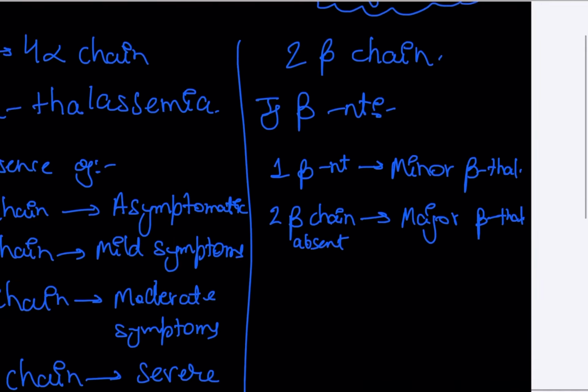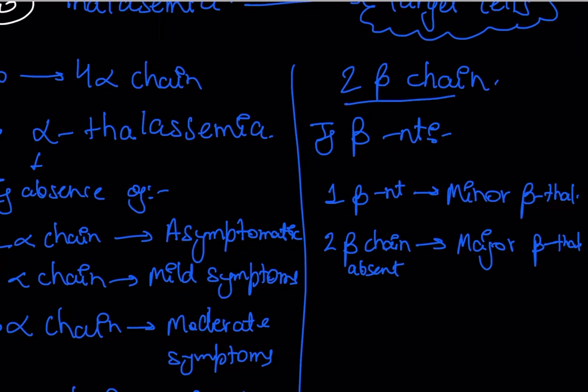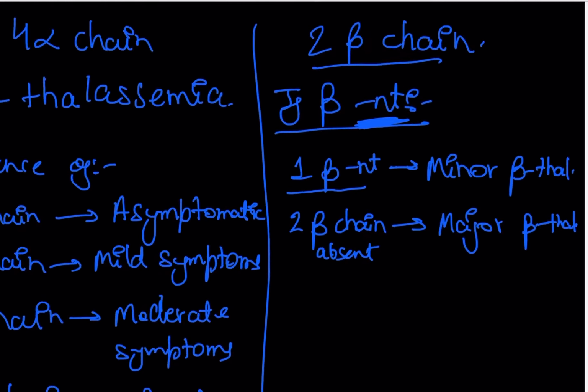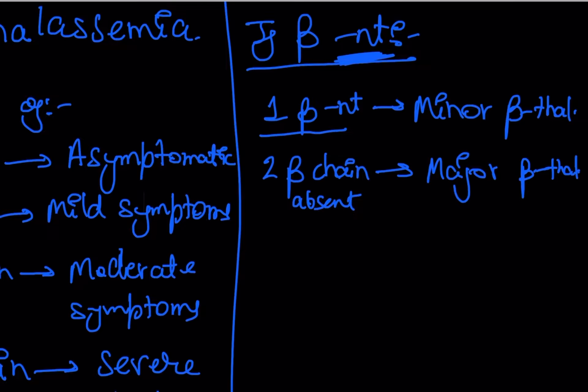Okay, I will zoom in now for you. There are 2 beta chains. If the first beta chain is absent, then minor beta thalassemia. If the second beta chain is absent, then major beta thalassemia. Now this second beta chain is very important. In major beta thalassemia, what happened? There is one condition that arises, which you can also see.